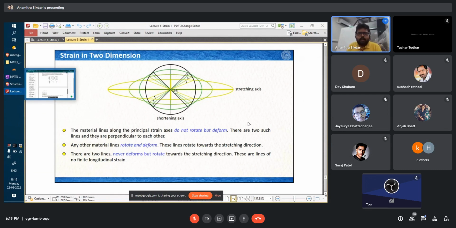So what happens here is that, say, this part of the ellipse, this part of the circle will be compressed, right? And this part of the circle will be extended, right? If you are having a pure shear condition, this part will be compressed and this part will be extended. So there will be one part in that unit circle which will neither be compressed nor be extended, so that particular part will not be deformed.